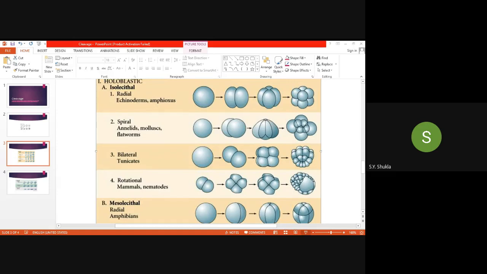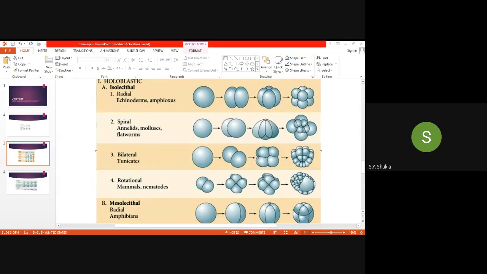In mammals, the egg yolk is very little, so there is no resistance, and because of that, it is a holoblastic and rotational type of cleavage in mammals and nematodes, which is very unique. And what is the blastocyst cavity? I explained this to all of you. What is the first stage after fertilization?